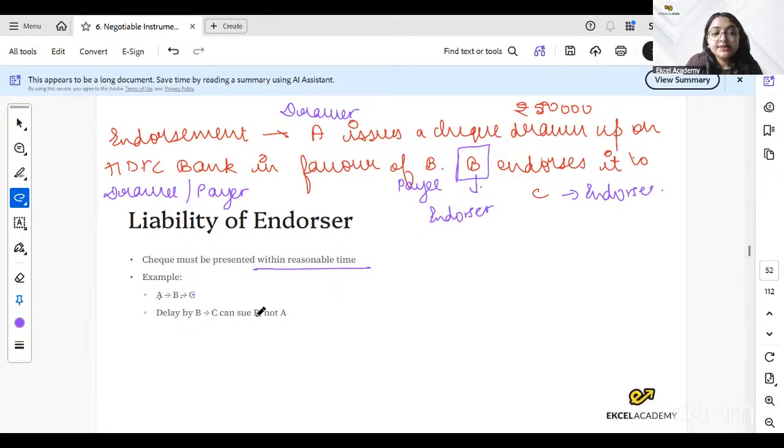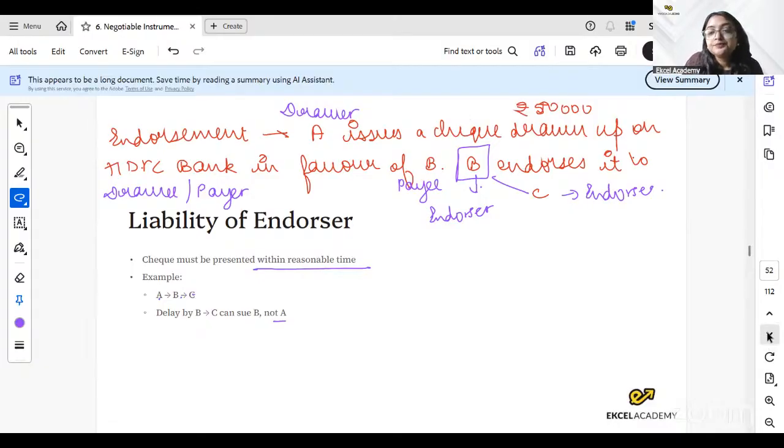Delay by B, C can sue B but not A. Why? Because the relationship between the endorser and endorsee is between B and C. It is not between C and A. Although it is A's responsibility to pay C, because of B's delay in endorsement, this check has become stale. C will demand damages only from B and not from A.